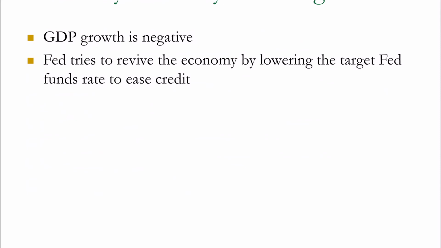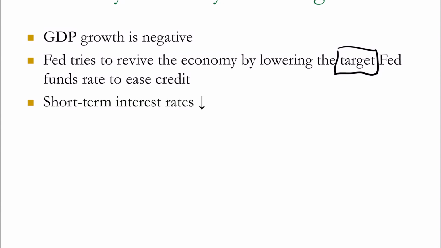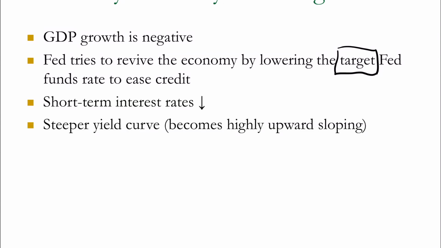So what happens when the economy is initially in a trough? Down in that low area, GDP growth is negative. The Fed tries to revive the economy by lowering the target Fed funds rate to ease credit. Hopefully you remember that they don't set it, they have a target, and then the Federal Open Market Committee makes sales and purchases to impact that federal funds rate. As a result, your short-term interest rates will go down, and you get a steeper yield curve that becomes highly upward sloping.